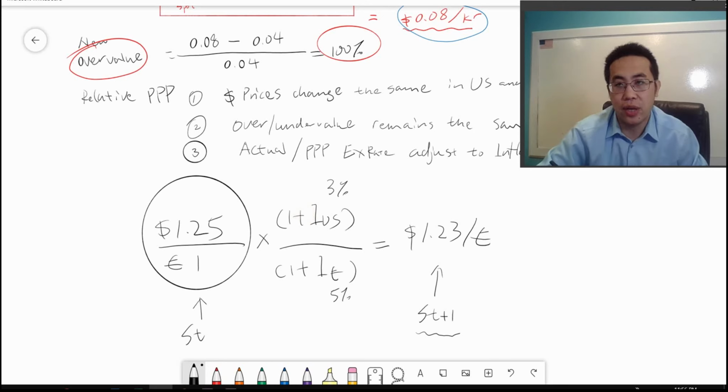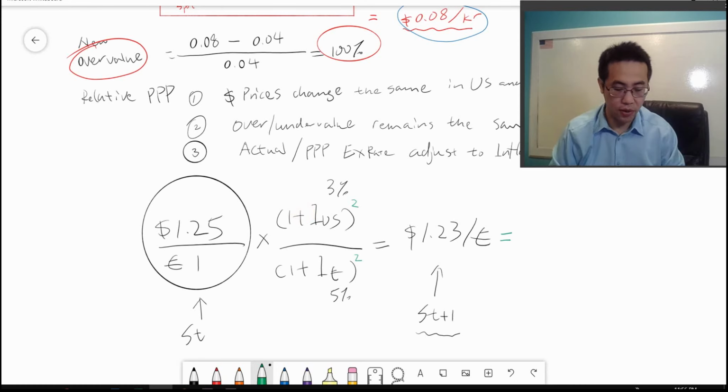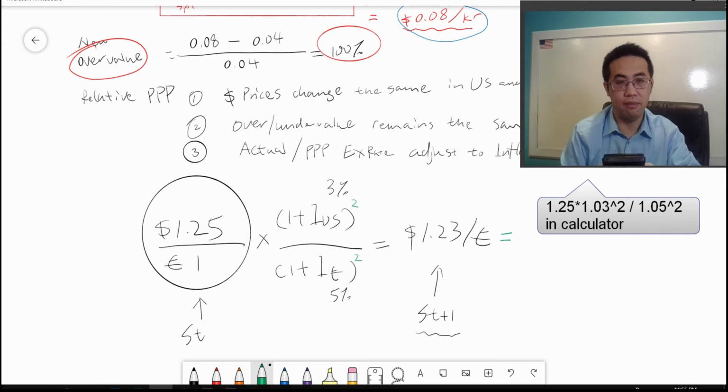What if I ask you to calculate the exchange rate 2 years later? Then the inflation will be compounded, so you will need to add an exponent of 2. That's it. You will have a new exchange rate another year after. So it should be 1.25 multiplied by 1.03 raised to the power of 2, divided by 1.05 raised to the power of 2.